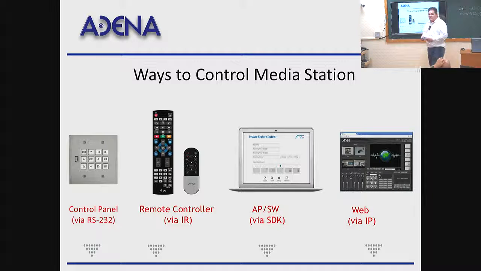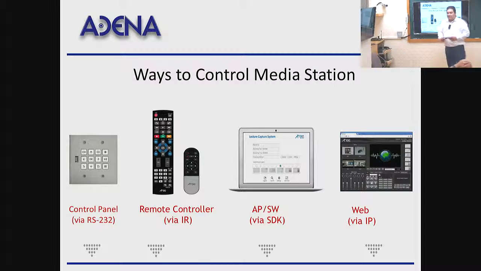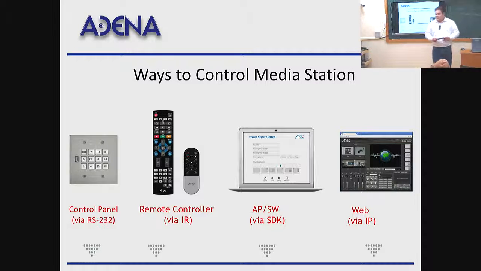So let's talk about the ways to control our media stations. There are 4 different ways to control a media station. One of them is via control panel or RS-232. Another way is via remote controller, which I am using right now. A different way is also via SDK. We can provide the API. If you have an external controller system, let's say Crestron or AMX, you can always integrate with our media station as well. And another way is via IP, via web interface, which can be done with the laptop or with the iPad.